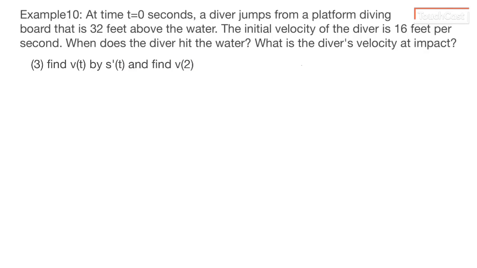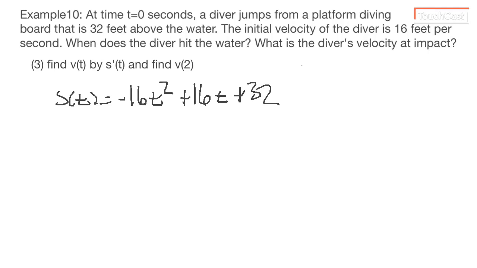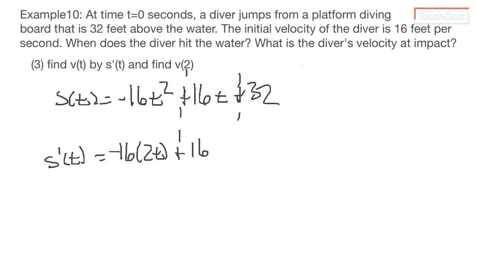So let's start by finding v of t. That's just the derivative of s of t. So here is our s of t function. We have to break it up. So we're going to find the derivative of each term separately. Well, the derivative of that first term, we're going to bring the 2 down, so we're going to have negative 16 times 2t plus 16 plus 0. Well, this simplifies to just be negative 32t plus 16. So this is our velocity function.